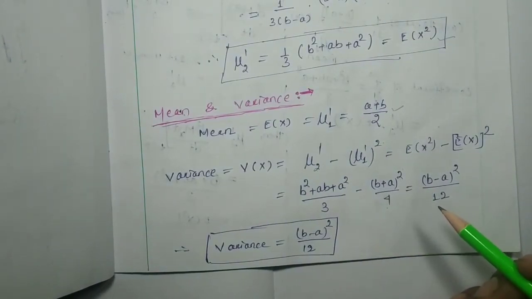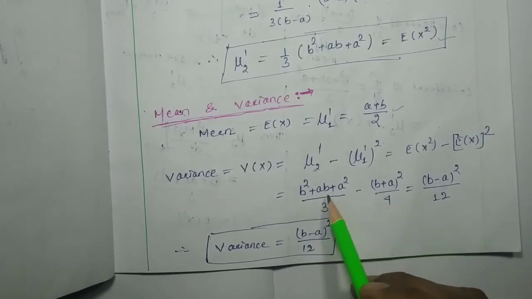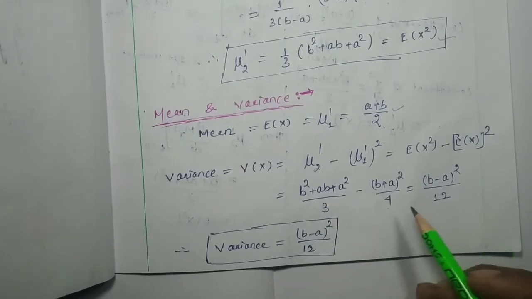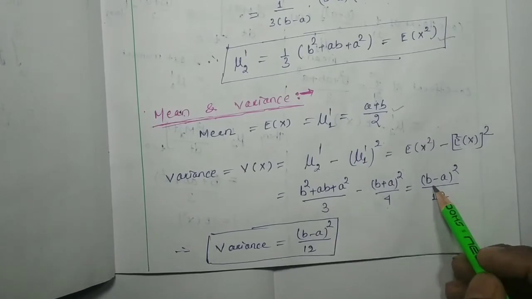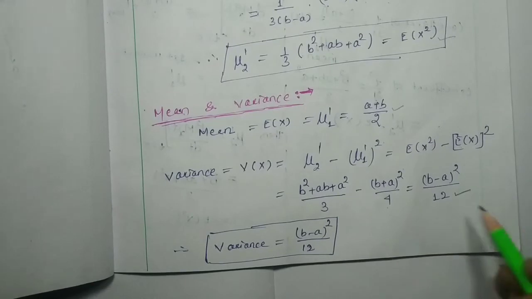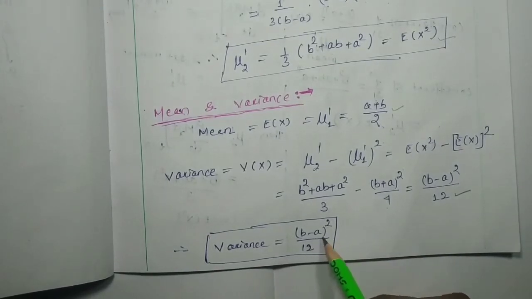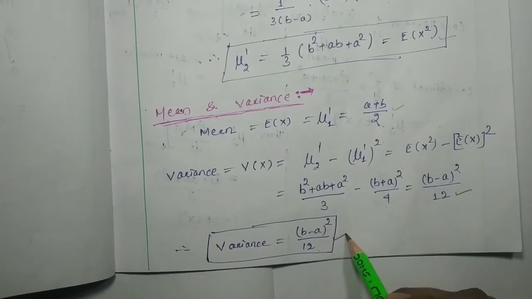If we solve this, or add this, we get (b minus a) square by 12. It is very easy, you can do it by rough work, no problem. So here we found variance equal to (b minus a) whole square by 12.